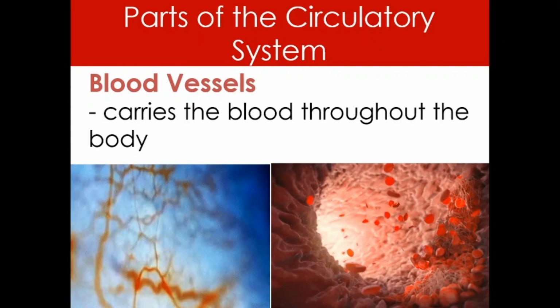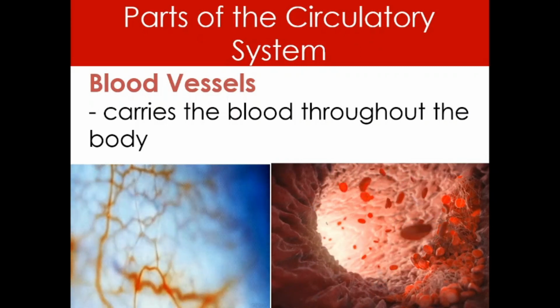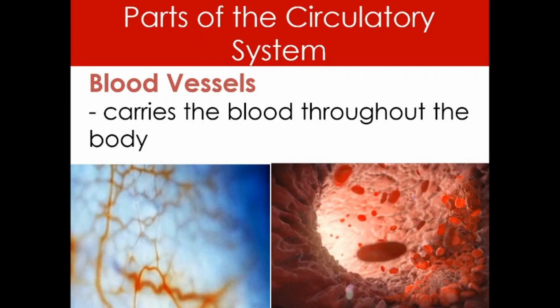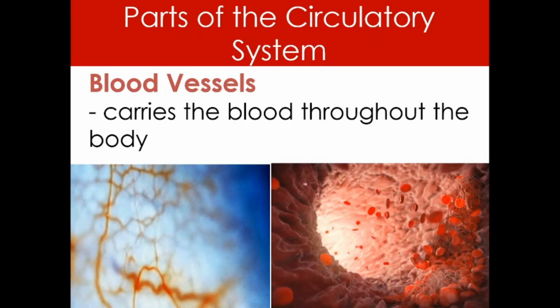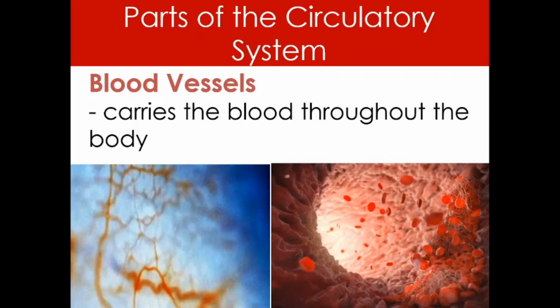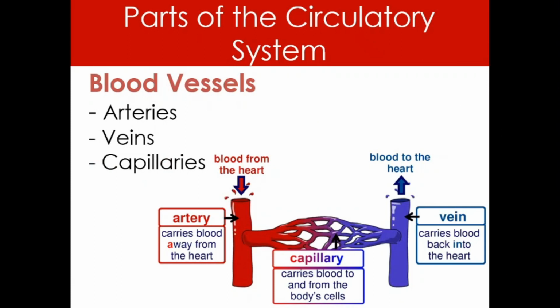So, we now go to the second part of the circulatory system. We have the blood vessels. So, what is the role of a blood vessel? Ano bang function niya? The blood vessel carries the blood throughout the body. Siya yung nagde-deliver ng dugo or nagdadala ng dugo sa iba't ibang parte ng katawan natin. Okay. Now, we have 3 types of blood vessels. Okay. We have the arteries, the veins, and then the capillaries.